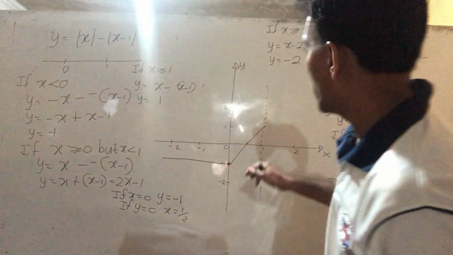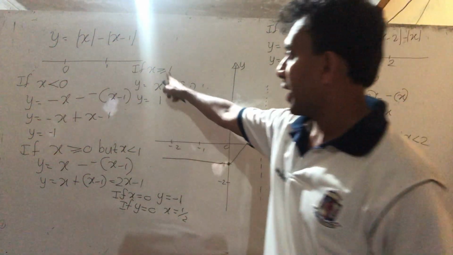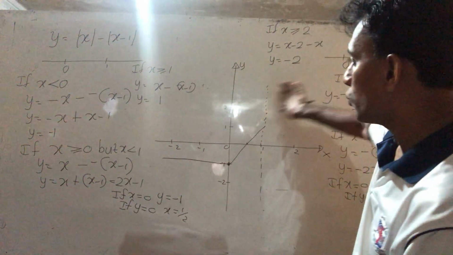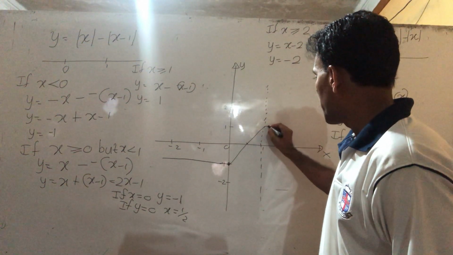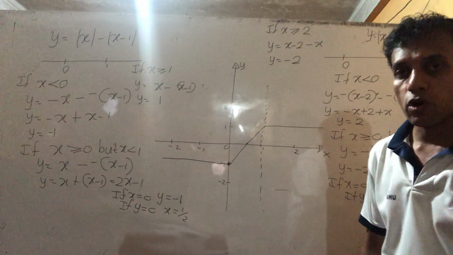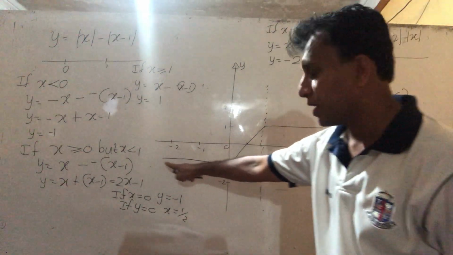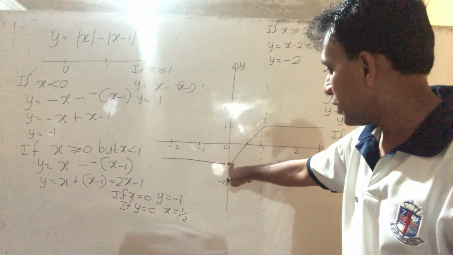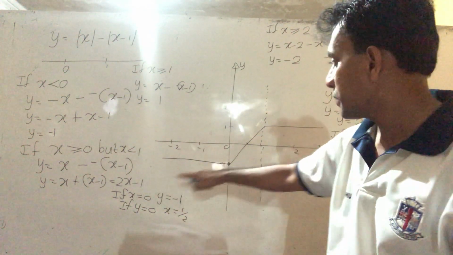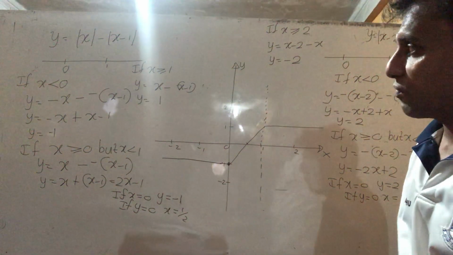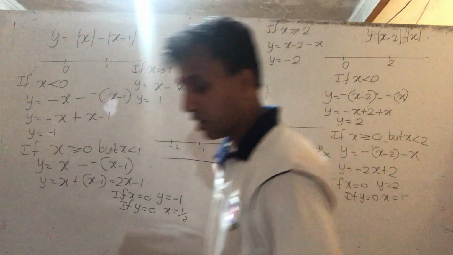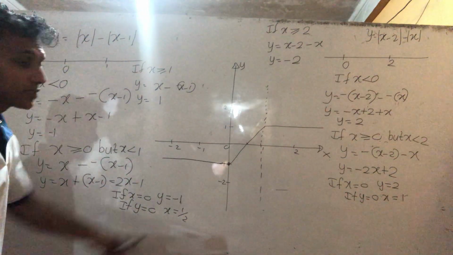So what happened to the other one? Here x greater or equal to 1, y is 1. If you check this, there are 3 parts: y equal to minus x, y equal to 2x minus 1, and y equal to 1. The first occasion, I complete the graph, right? Okay, now see this graph.